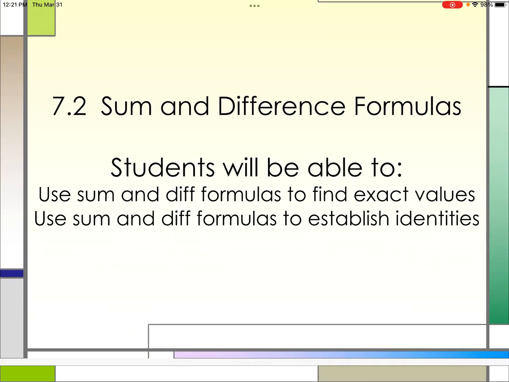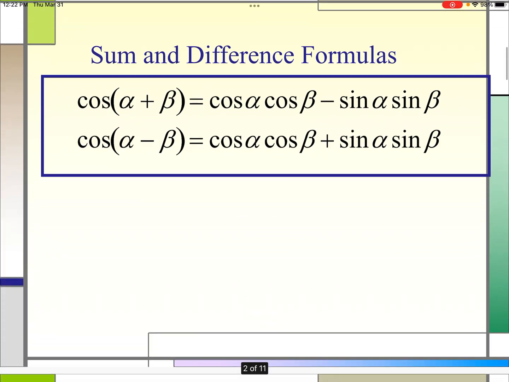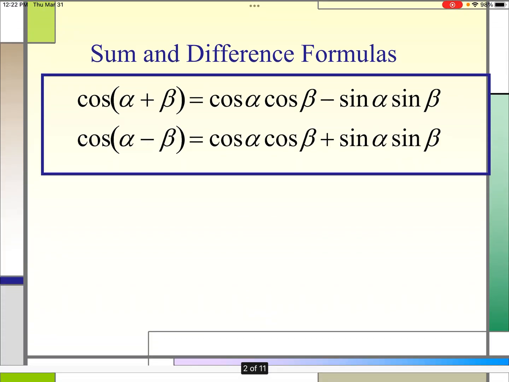All right, today, sum and difference formulas, 7.2. We're going to use sum and difference formulas to find exact values and establish identities. So we need your red sheet again. And the first thing we need to look at are some formulas that look very complex, but they're not.